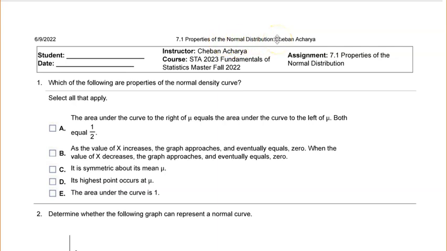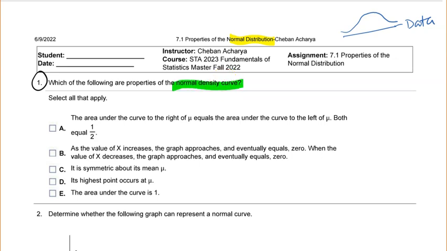Okay, normal distribution is the data which is bell-shaped. I just want to give you a bell-shaped distribution like this, and the data here is on this line. This is called normal distribution, also called bell-shaped distribution. Question number 1. Which of the following are properties of the normal density curve?